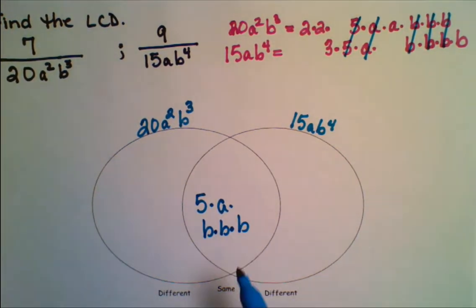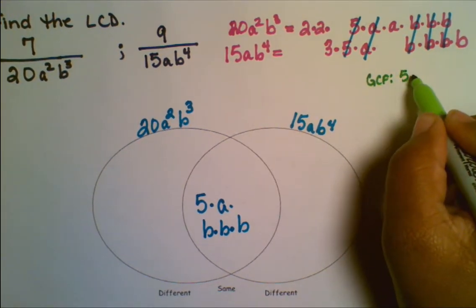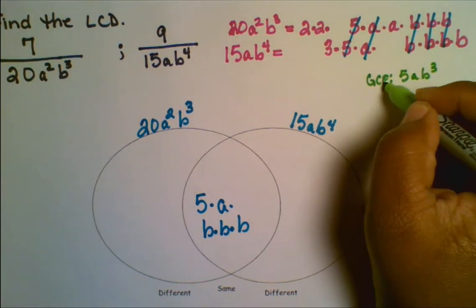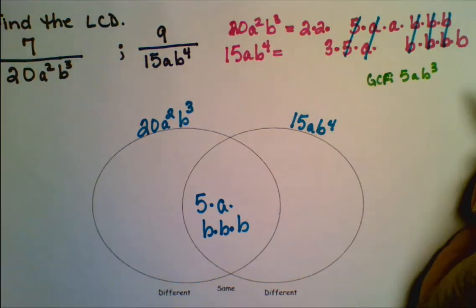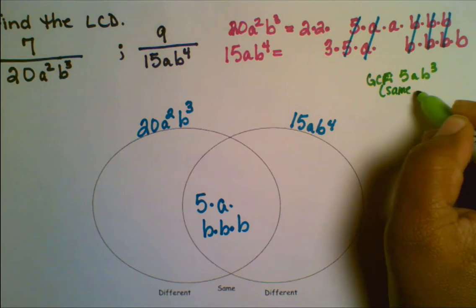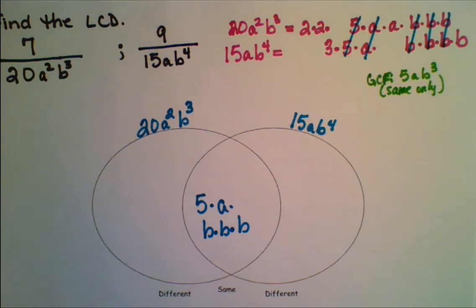If I were to ask you what the GCF of these expressions is, the GCF would be 5ab cubed. That would be the GCF, but I'm not asking you to find the GCF. If I were using the Venn diagram, we would look at what is the same, where the two circles overlap. But let's finish this out.